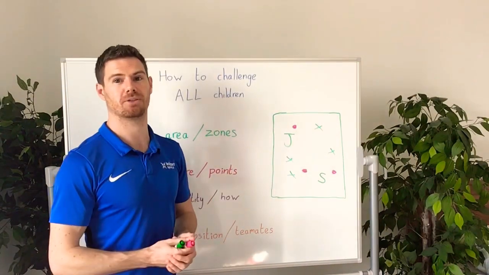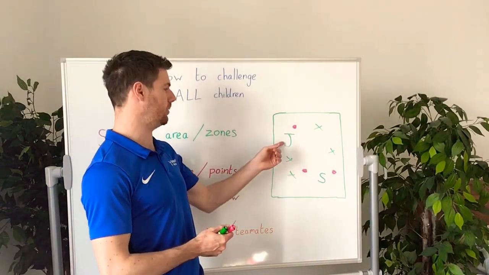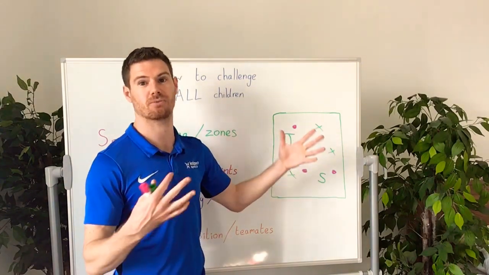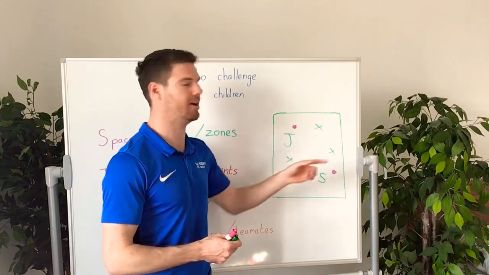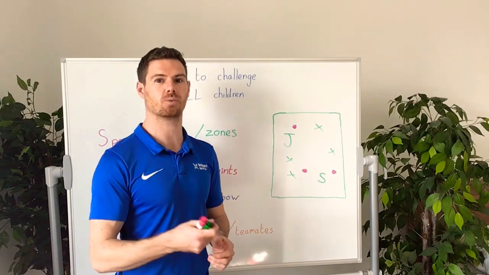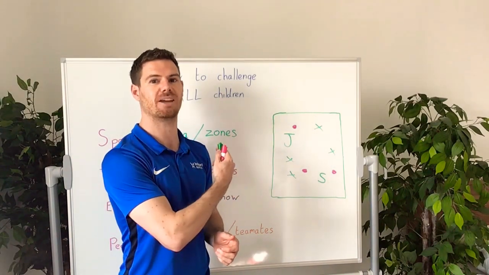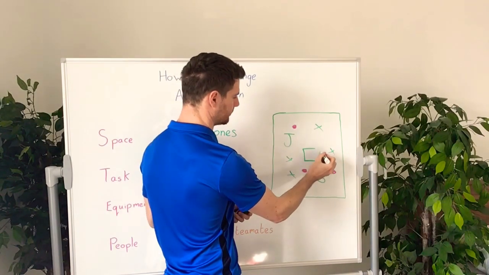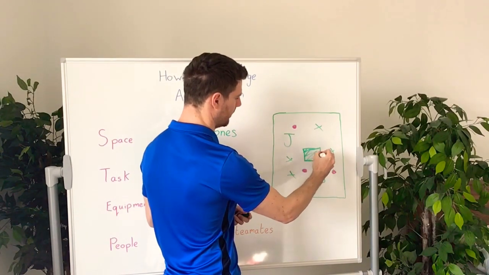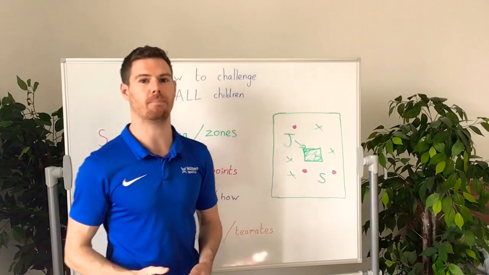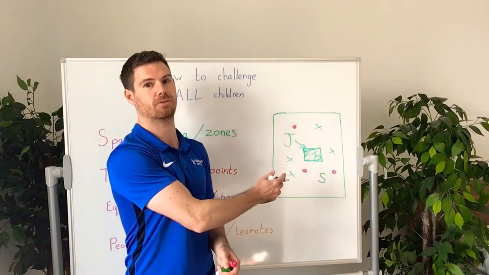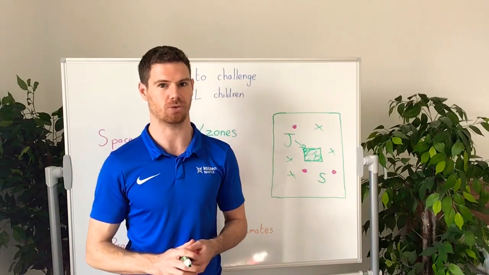It's a normal game of tig. This is our playing area. We've got Jack, we've got Sophie, and we've got loads of other participants, the rest of the class. They're trying to stay away from the taggers. One of the things we can do is employ a safe zone. All we're going to do is put a box in the middle of the area, and Jack can use that box at any time that he thinks he's going to get tagged. It is more difficult for Sophie because she doesn't have that luxury.